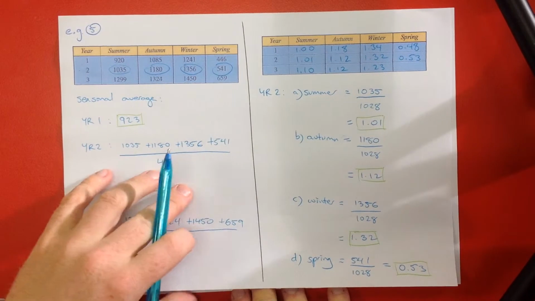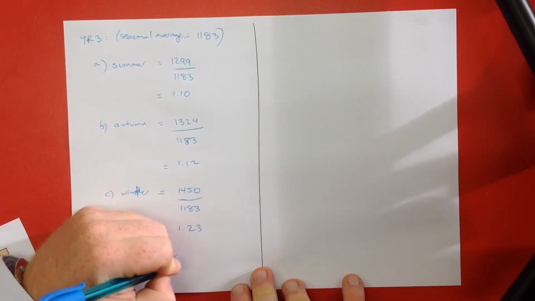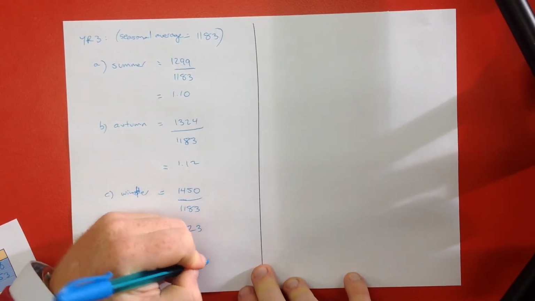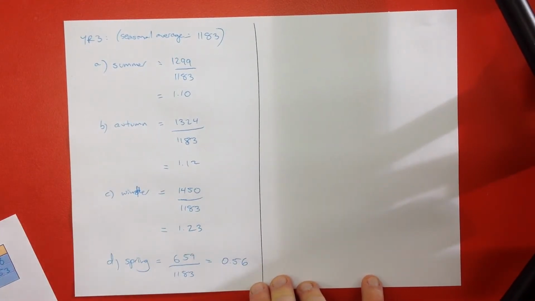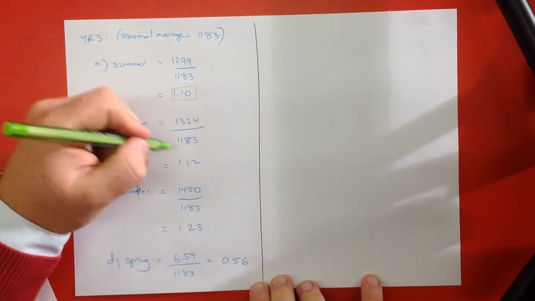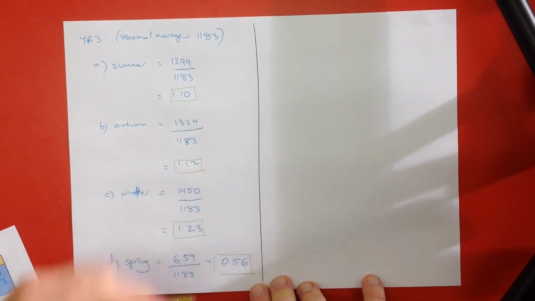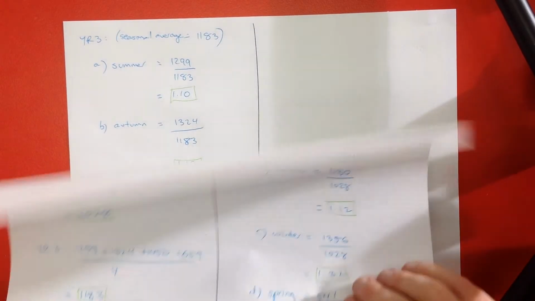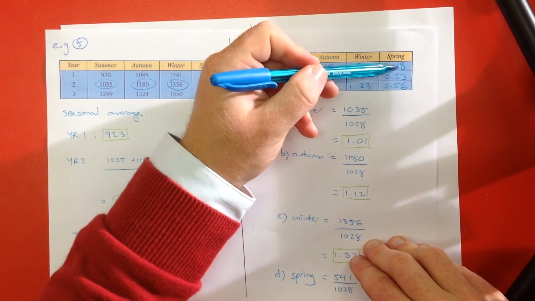Finally, spring of year 3, the actual sales was 659, the seasonal average was 1183, and the seasonal index was 0.56. And no surprise, in spring, straight after winter, you're not selling nearly as many ski jackets. Everyone's finished skiing. Obviously they'll be running sales to pump up their sales, but even so, they've still only sold 56% of the average. And I'll just pop that in our table, last but not least. 0.56.